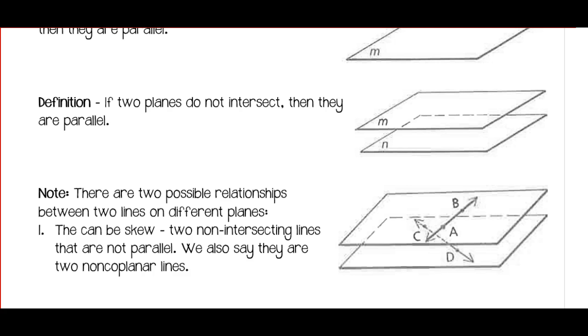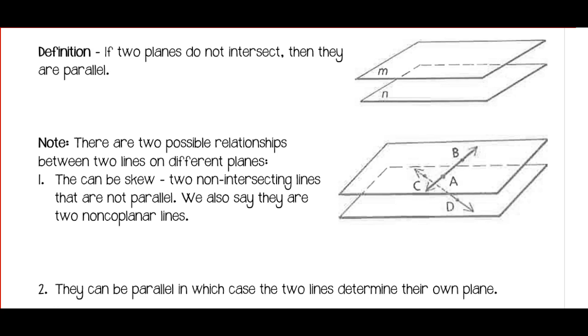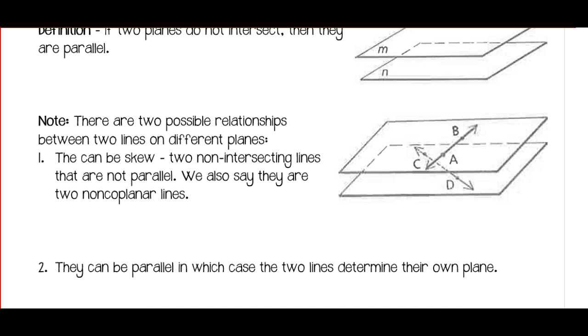And a note here, there's going to be two possible relationships between two lines on different planes. And this can be a little bit confusing, so again, make sure you ask me if you have questions and I can explain it to you in class. They can be skew. The two lines can be skew. They're two non-intersecting lines that are non-parallel.